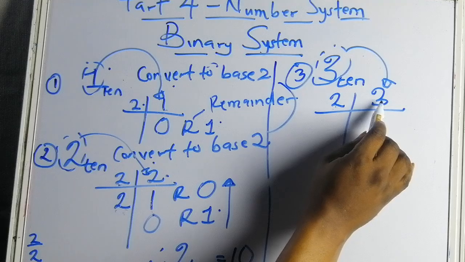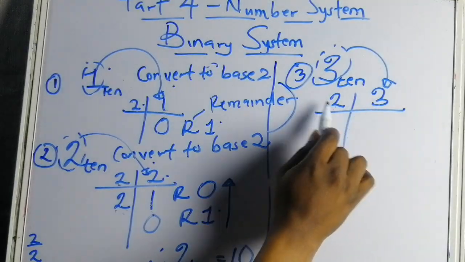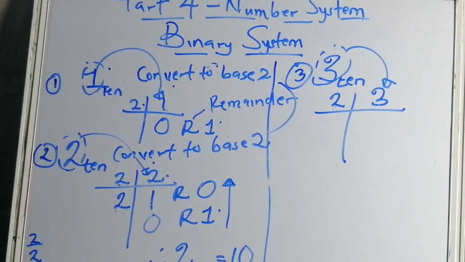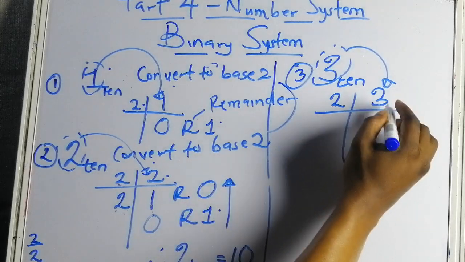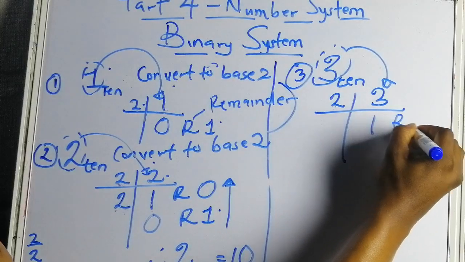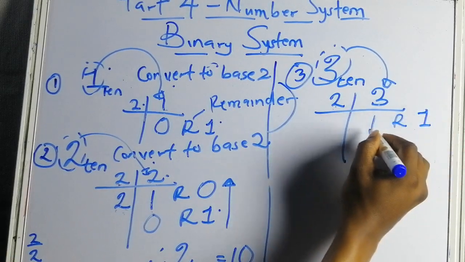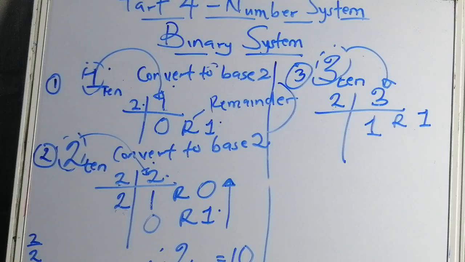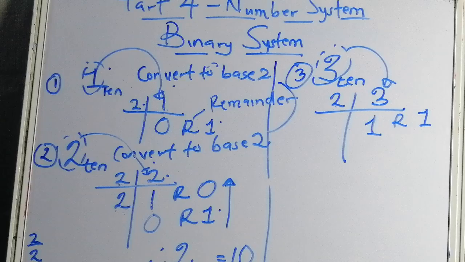2 in 3. You see now, 3 is higher than 2. So I can find 2 in that 3 one time. So it means 2 in 3 is what? 1. Okay. It will remain what? 1. Do you see now? So when you take 2 from 3, what will it remain? It means 2 can go in 3 one time. Then it will remain 1 to make it 3. Don't forget. Okay. 3 minus 2 is what? 1. So it will remain 1.